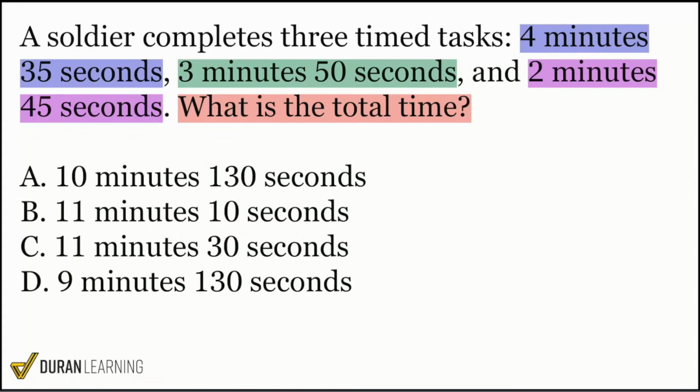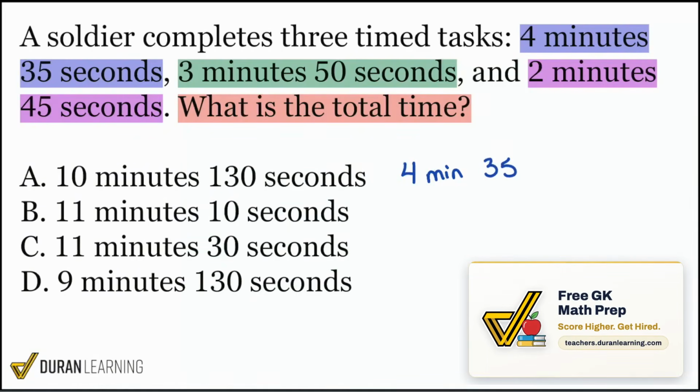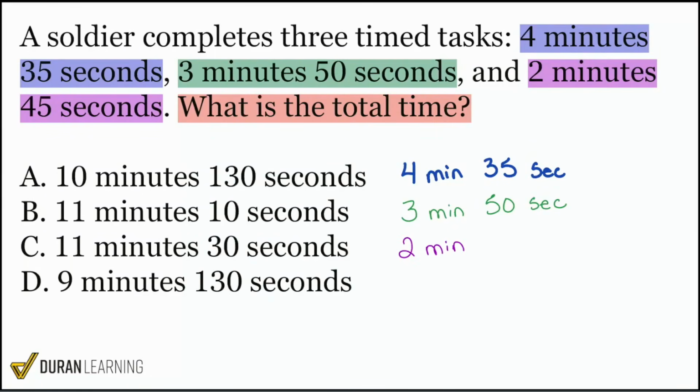We have, again, 4 minutes and 35 seconds. We also have 3 minutes and 50 seconds. And lastly, we have ourselves 2 minutes and 45 seconds. So we have all of these written down. And the easiest way to start, in my opinion, is going to be just adding up the minutes. Everybody, when we add up the 4, 3, and 2 together, what is that going to give us in terms of the number of minutes? Yeah, that's going to be 9. 4 plus 3 is 7. 7 plus 2, that is currently going to be 9 minutes.